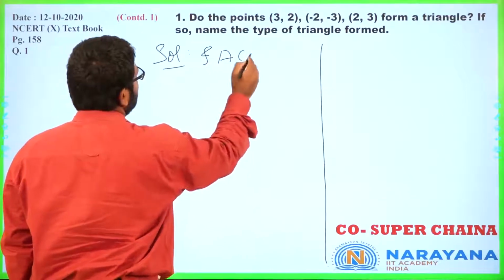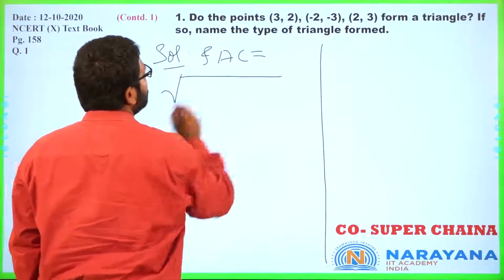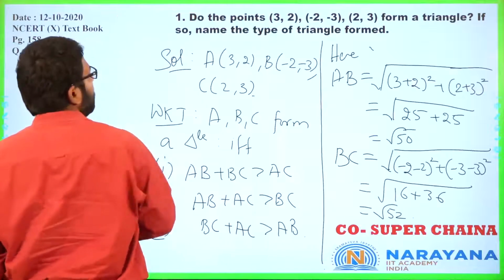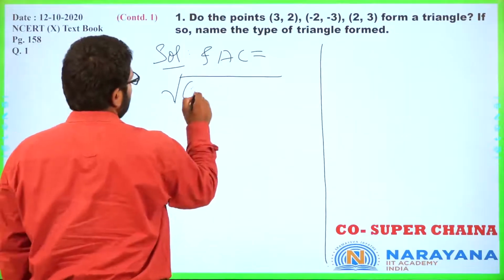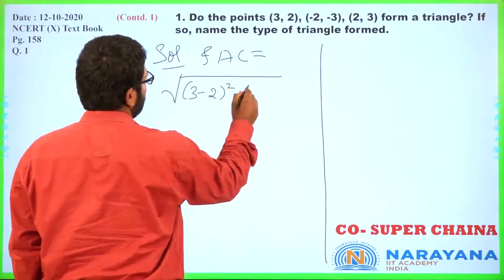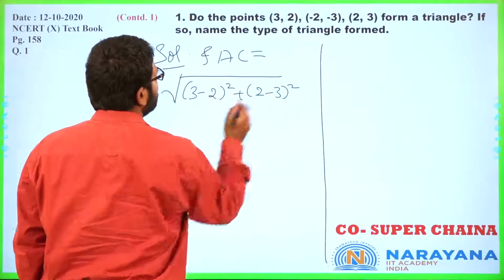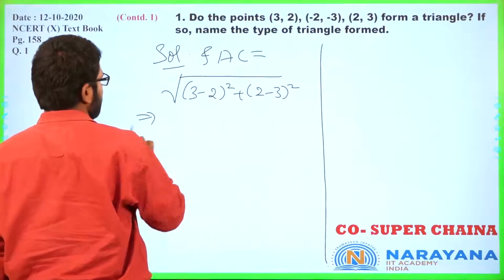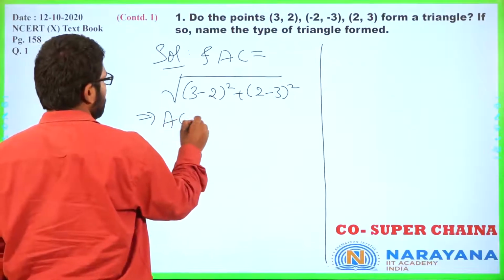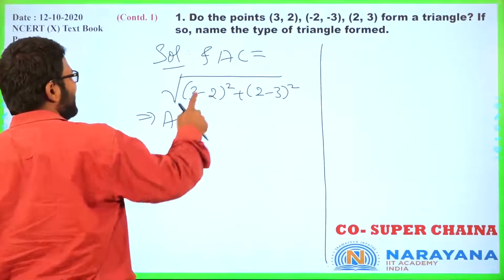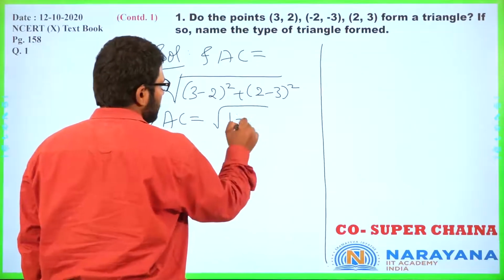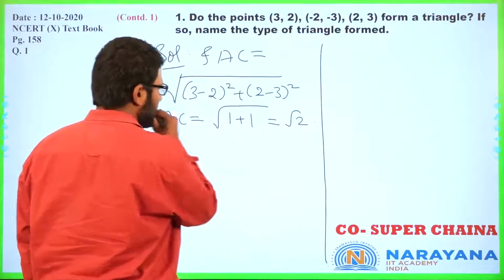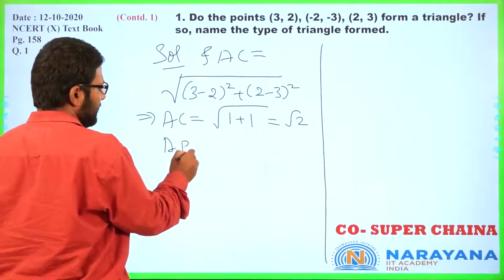And AC would be under root (3 minus 2) the whole square plus (2 minus 3) the whole square, which means AC is equal to, this is just 1 square, this is minus 1 the whole square, which is also 1. So under root 1 plus 1, which is root 2, right? Just write it down once again.